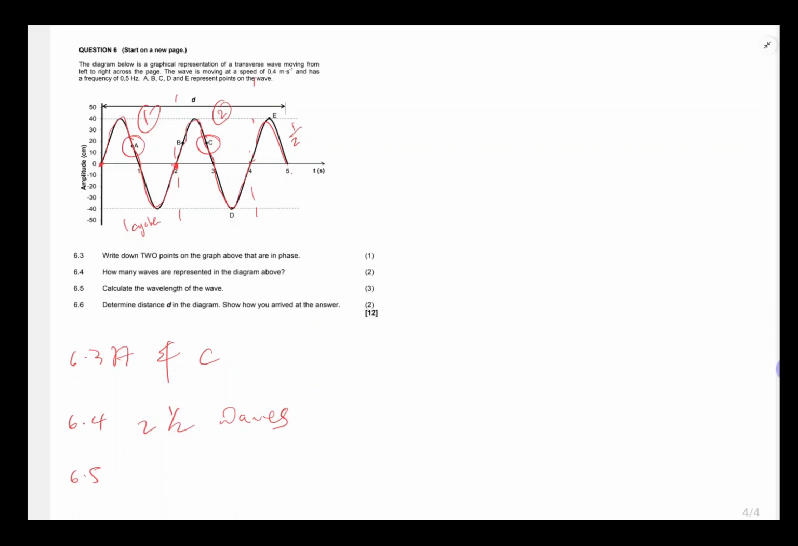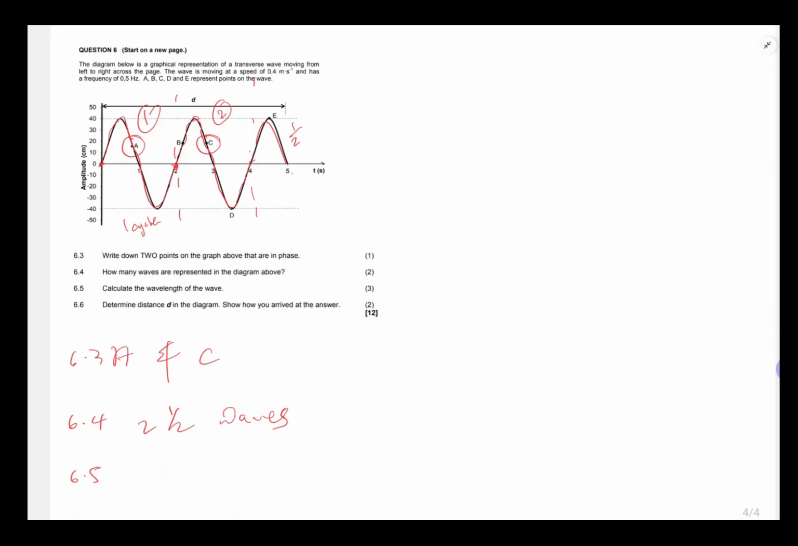6.5, guys, we're almost done. Just bear with me. Calculate the wavelength of the wave. What is the wavelength? We just keep drilling this in, guys, so that you can remember: the wavelength is the distance between two consecutive points that are in phase.